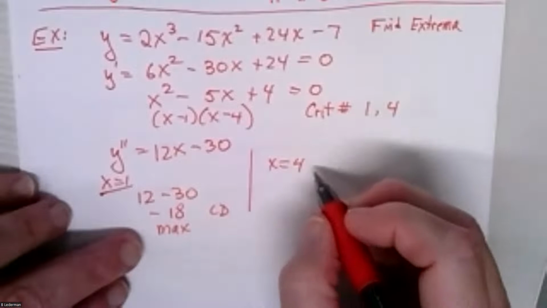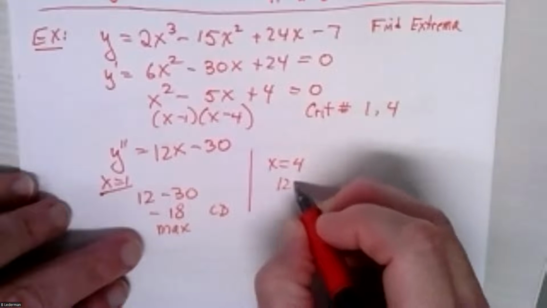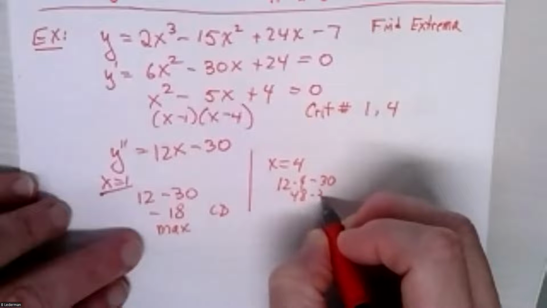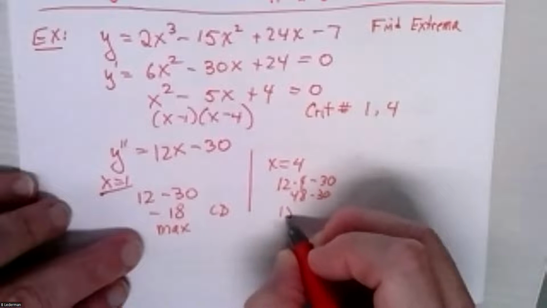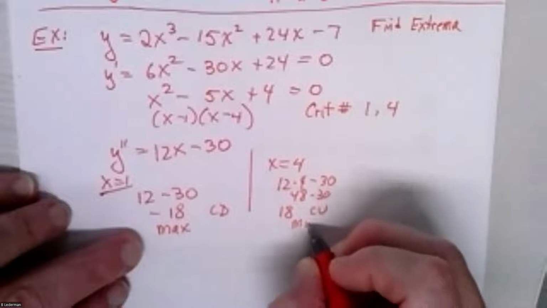And when x equals 4, I get 12 times 4 minus 30, which is 48 minus 30, which is positive 18. And positive 18 means, since it's positive, it's concave up, and it's a min.